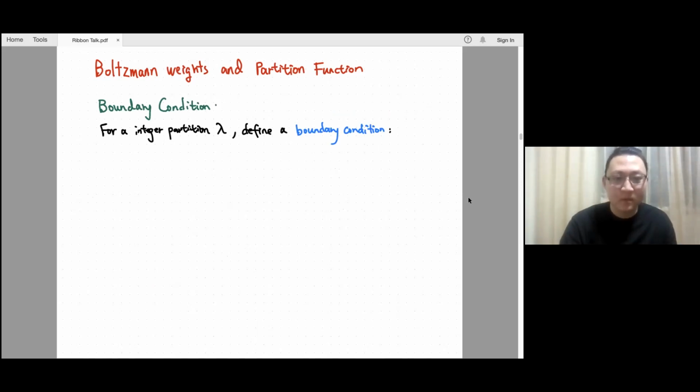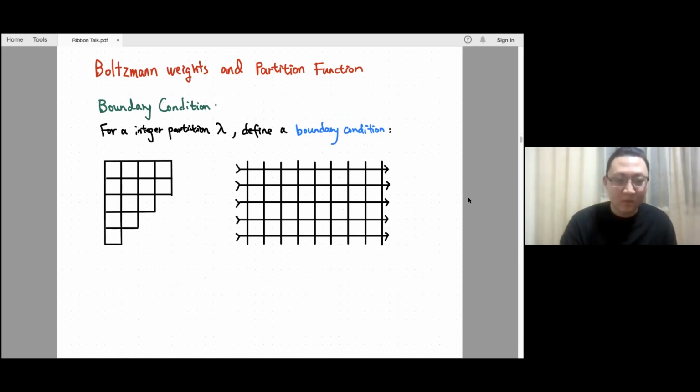Now I'm going to define a boundary condition associated to an integer partition lambda. We have a lattice. The left and the right boundaries are all arrows going to the right. Now we look at the interior of this partition. In general, it could be a skew partition, so you have some interesting things going on there. But basically, on every vertical edge we put an up arrow, and on every horizontal edge we put a down arrow. That's going to be the top boundary for our lattice.